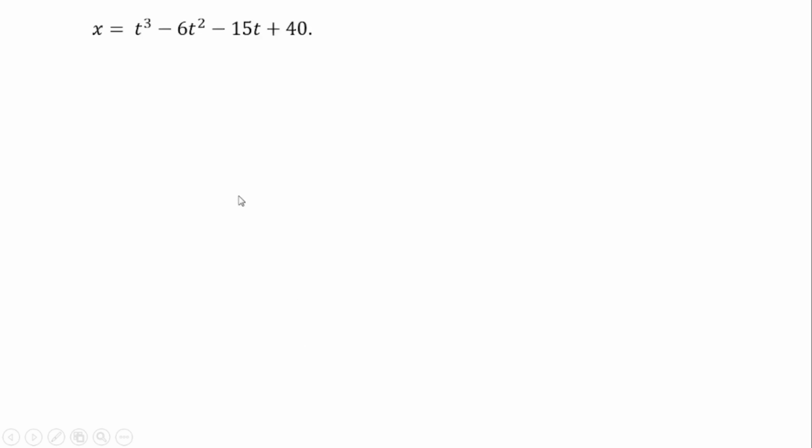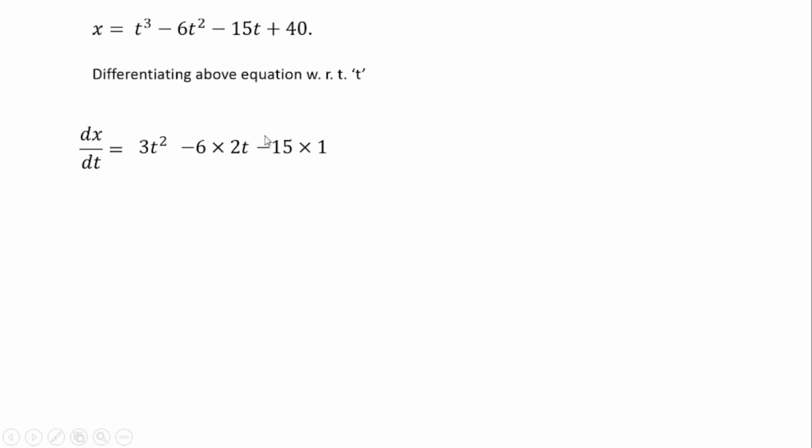So here the x equation is given, so we'll find the differentiation of the x equation, that is dx by dt, which is equal to the differentiation of t cube, which is 3t square, then minus 6t square, so minus 6 into 2 into t, minus 15t. Differentiation of t is 1, so it is minus 15, and differentiation of 40 is equal to 0. So we'll get this equation. By simplifying, we get dx by dt is equal to v is equal to 3t square minus 6 into 2, 12, minus 12t minus 15. So this is the equation of the velocity. We'll call it equation 1.